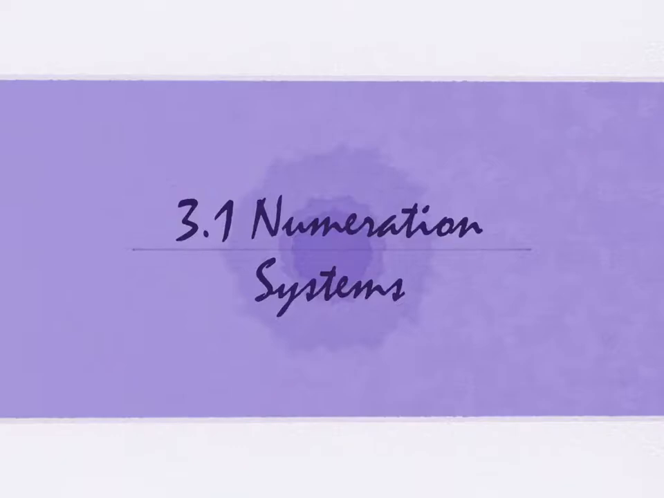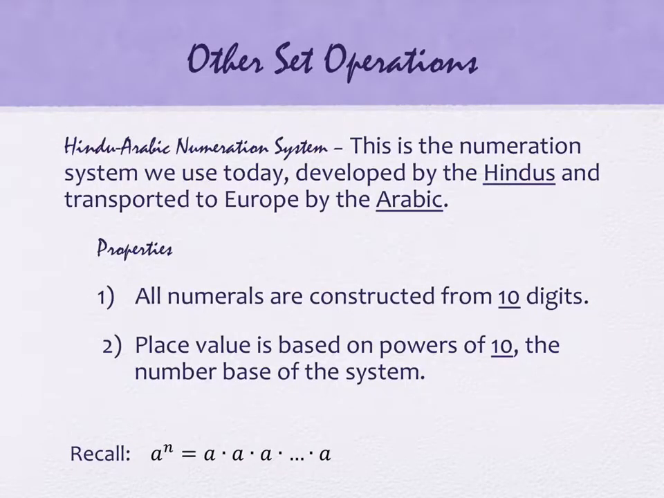So to start with, I'm going to talk about what our enumeration system is. Our enumeration system that you use every day is called the Hindu-Arabic numeration system. It was developed by the Hindus and transported to Europe by the Arabic. Facts that you know about your enumeration system, though you may not have ever thought about them quite this way, is that all numerals are constructed from 10 digits. Those digits are 0 up through 9. So 10 is a two-digit number, right? Your individual digits do not include the number 10.